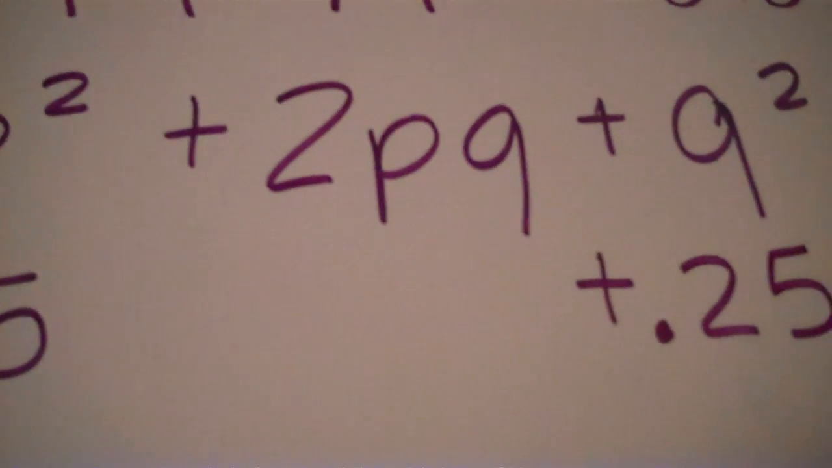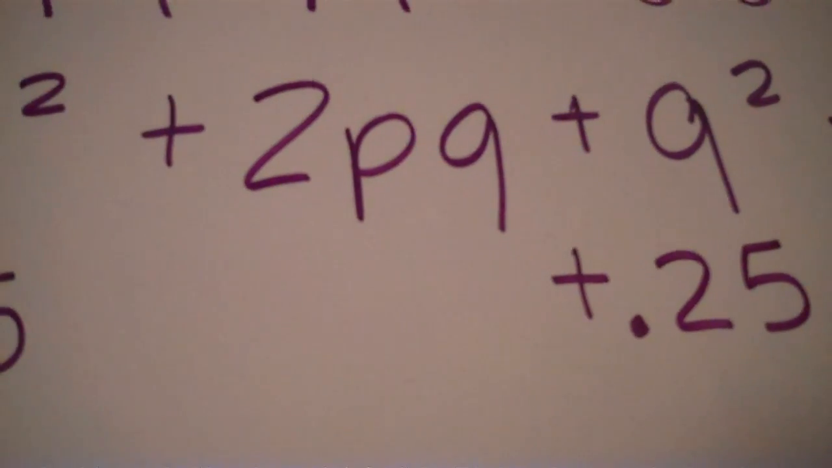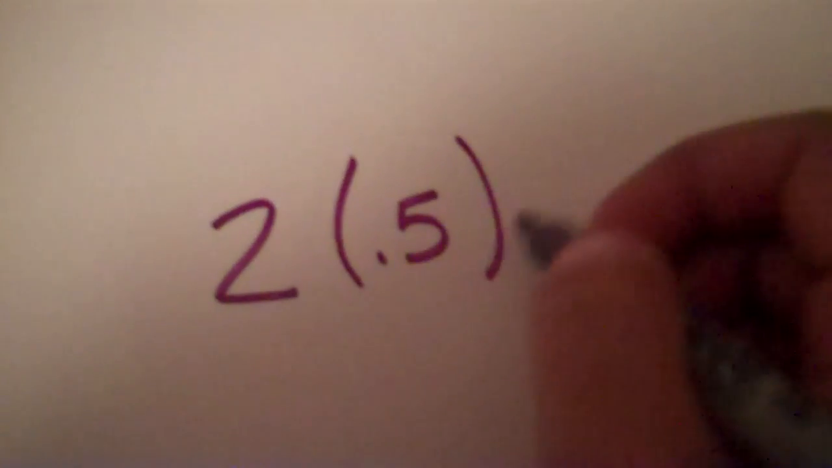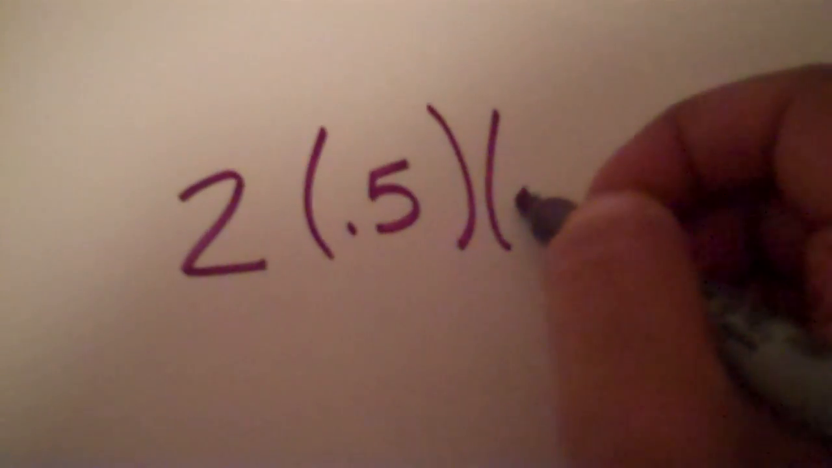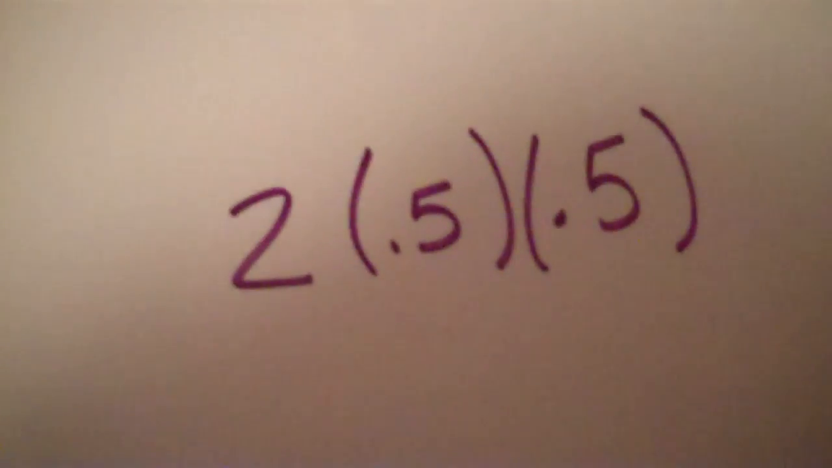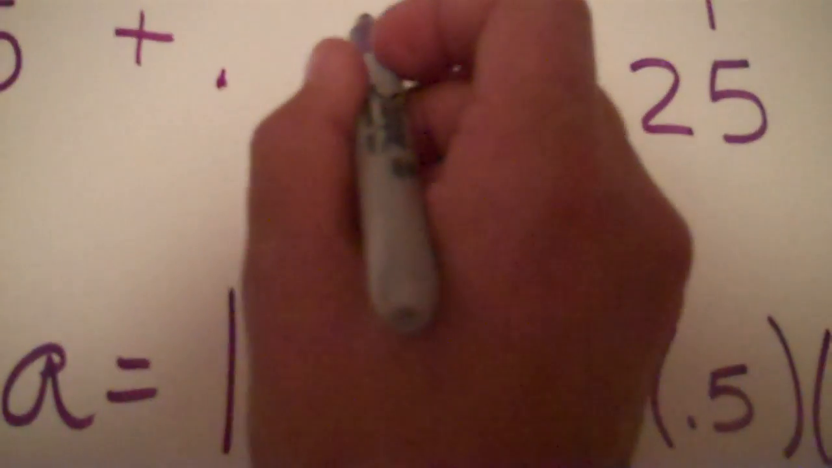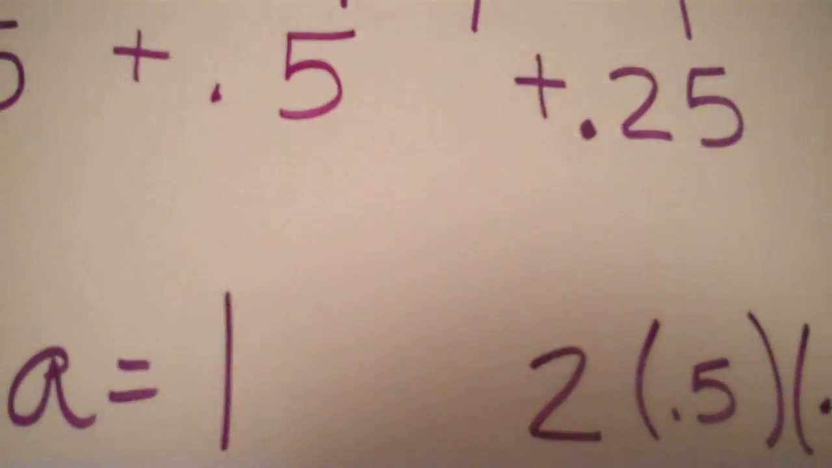And then, because you have the values of p and q already, you can figure out what big A, little a is by taking 2 times 0.5, which is the value of p, and the value of q, which is 0.5. So then, if you multiply those together, you get the value of 0.5. So you want to plug that underneath 2pq.